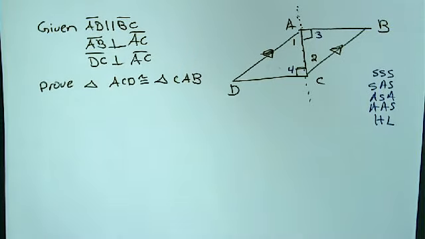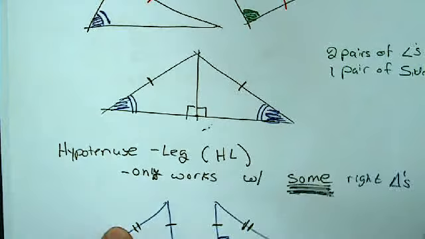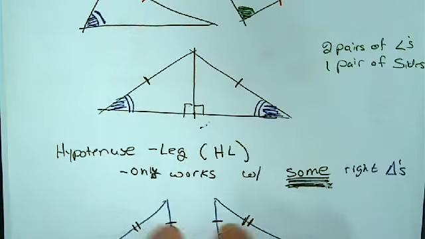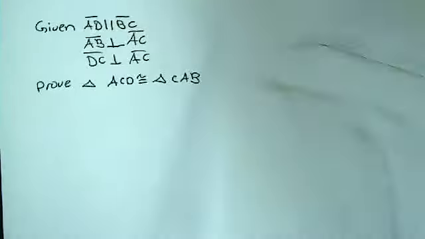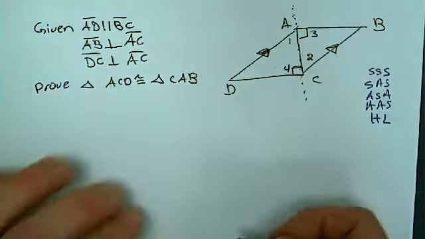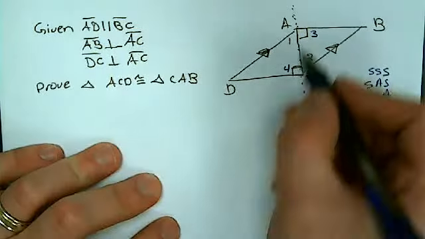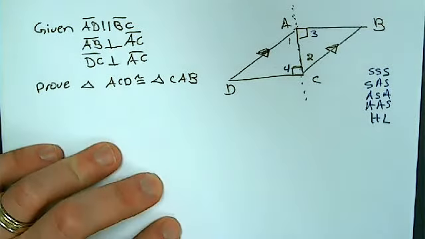Hypotenuse leg is the situation where you've got 2 right triangles, and you know that one pair of legs is congruent, and the hypotenuses are congruent. But there's still 3 facts: angle, sides, and sides. So this might be a case where I can use hypotenuse leg. Do I know anything based on these 2 lines being parallel? Can I draw anything from that?